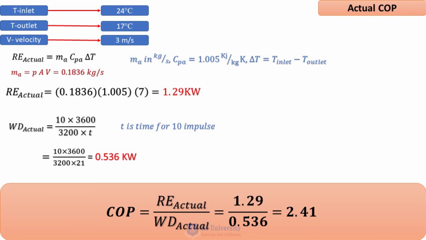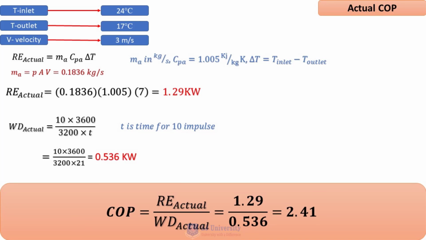Putting the values in this equation, we get the actual refrigeration as 1.29 kilowatt. Now the actual work done given to the compressor can be calculated from the meter reading for 10 seconds, using 10 into 3600 divided by 3200 into t. Putting the values in this equation, we get the actual work done as 0.536. COP can be calculated as actual refrigeration divided by actual work done, so we get the actual COP as 2.41.